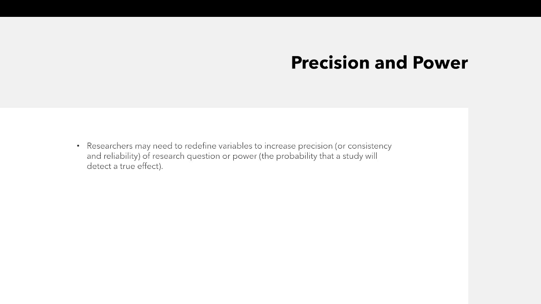We're going to explore this idea of precision and power, an idea that we'll revisit periodically throughout the semester. Researchers may need to redefine variables to increase precision, or the consistency and reliability of a research question, or to increase power, the probability that a study will detect a true effect. And so, what does this mean?